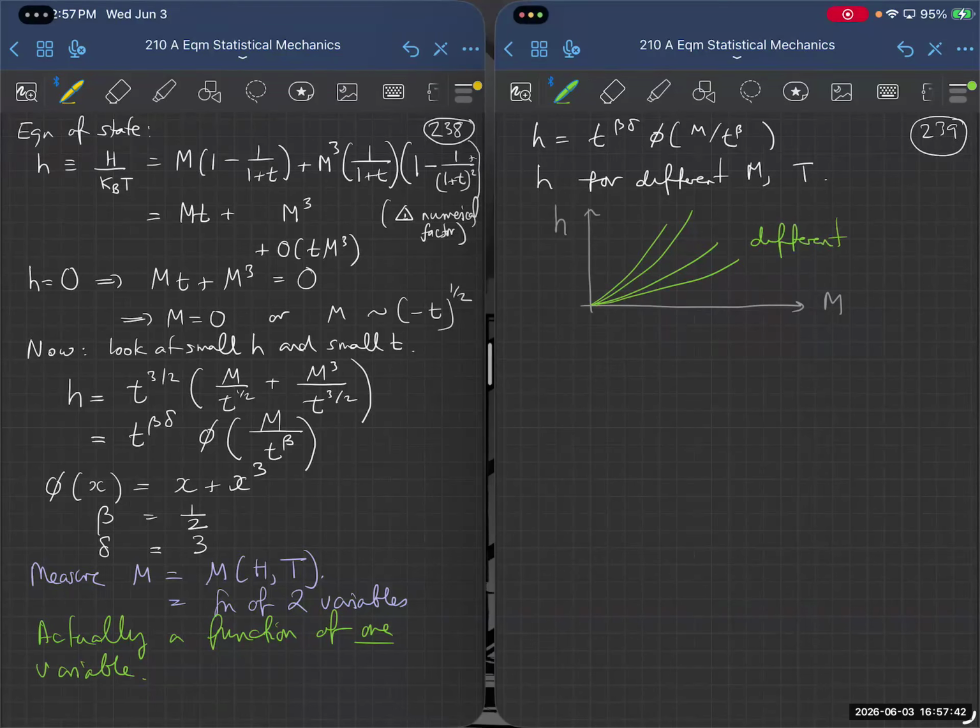And this would be the highest temperature, and this would be the lowest. So that's what you would get.